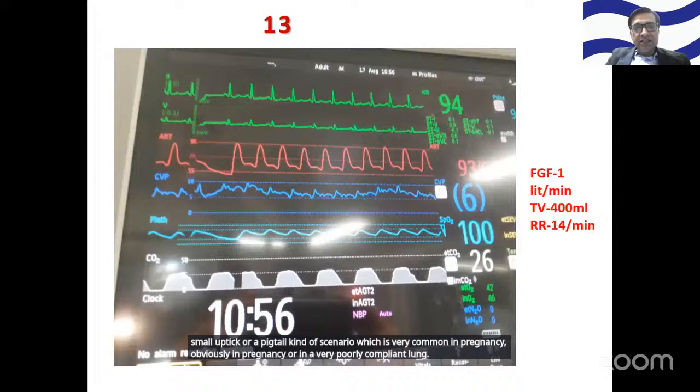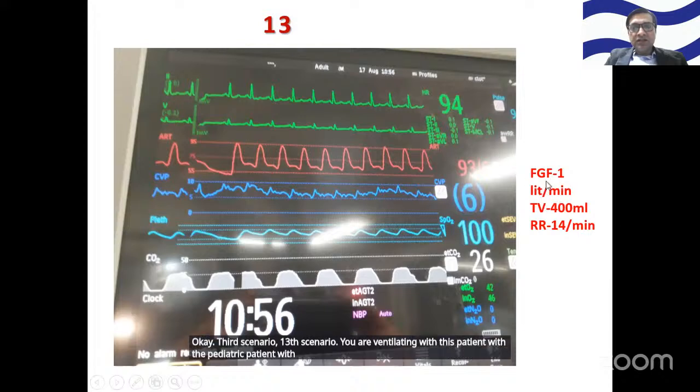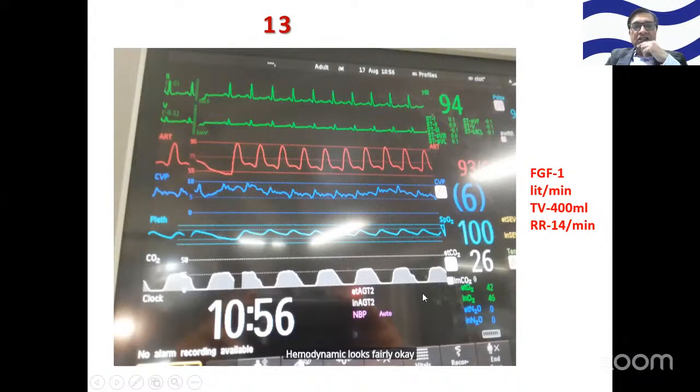Okay. Third scenario, the 13th scenario. We are ventilating this adult patient with a fresh gas flow of 1 liter per minute, that's low flow anesthesia, tidal volume of 400, respiratory rate of 14. Hemodynamics look fairly okay, and you can see this kind of waveform. This is happening at 10:56.